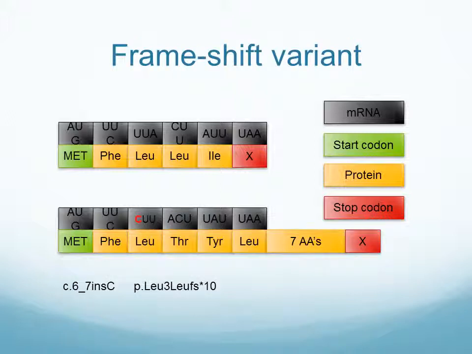A frameshift is an insertion or deletion variant that is not a multiple of 3. In this example, a single base insertion of a C. With this type of variant, all subsequent codons are affected. In this example, the variant peptide is completely different and keeps right on going past the original stop codon. This allele will likely produce a garbled protein of no use at all to the cell.